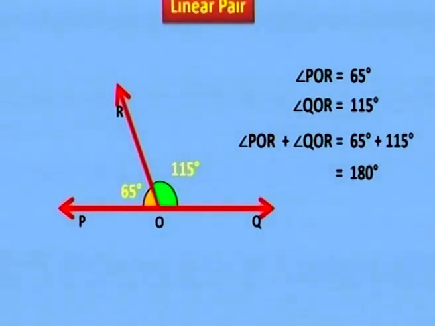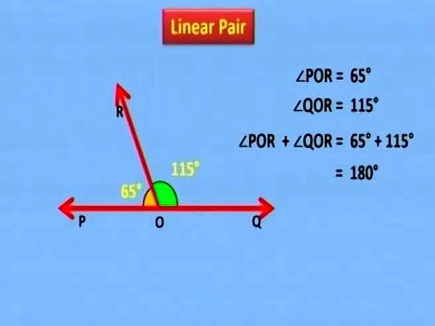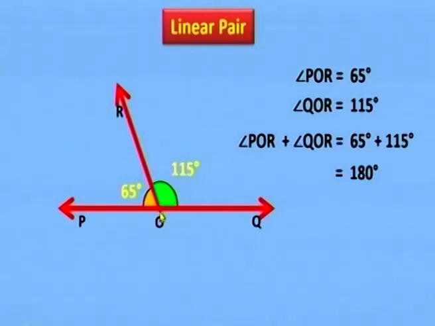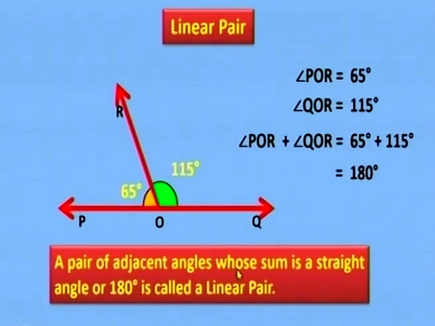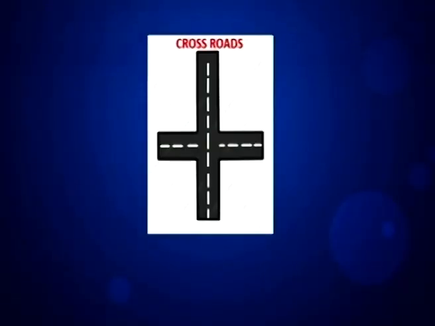So such a pair of angles is called a linear pair. So children, here angle POR and ROQ are called a linear pair. I hope you understood the difference between the linear pair and supplementary angles. Supplementary angles are two individual angles, whereas a linear pair should be adjacent angles only. So a pair of adjacent angles whose sum is a straight angle or 180 degrees is called a linear pair.